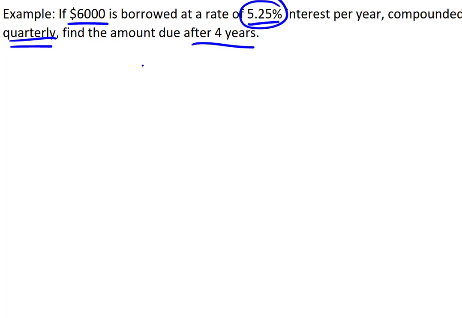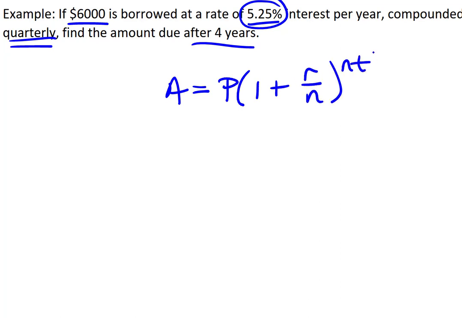So we're going to copy down our formula and then see if we can identify the key pieces. The formula was A equals P times 1 plus r over n to the nt power. And then of course we'll refer as needed to the definition of what each of these letters means. Now the question was to find the amount. Well, that's A. But we want the amount due after 4 years. So let's go ahead and plug in the numbers we have from this problem.